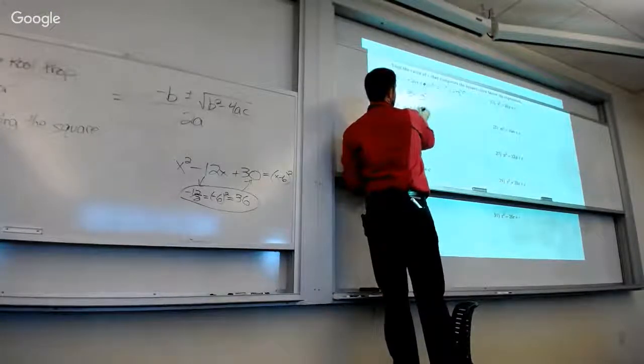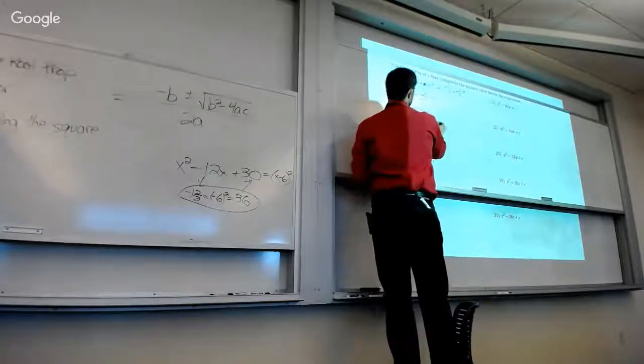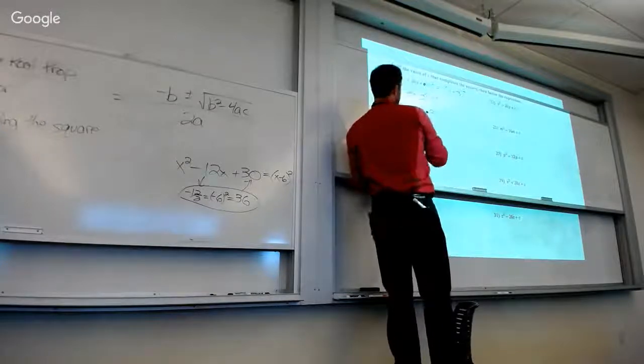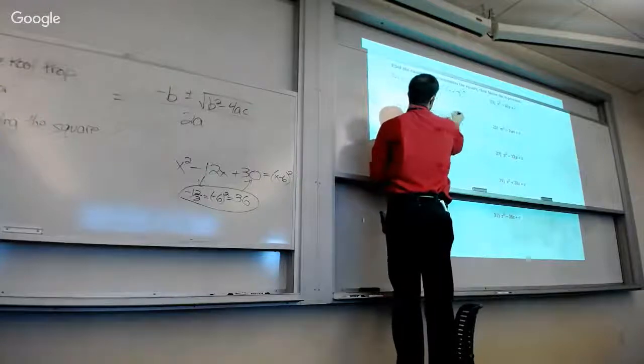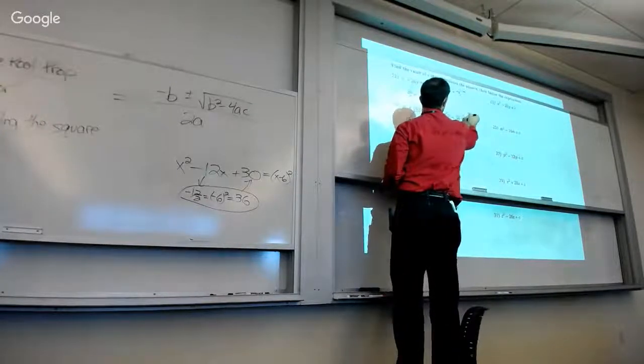You take the middle number 18, you drop it down. 18 divided by 2 is 9. You square it, you get 81. That's what number you should put in the place of C. Because if C happens to be the number 81, then p squared plus 18p plus 81 can be factored into p plus 9 squared.